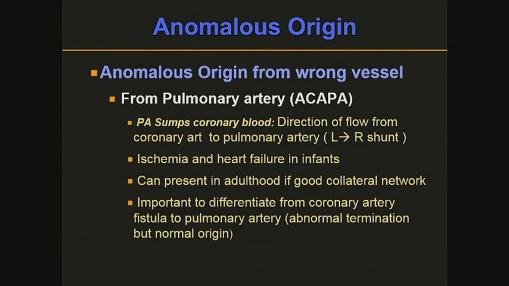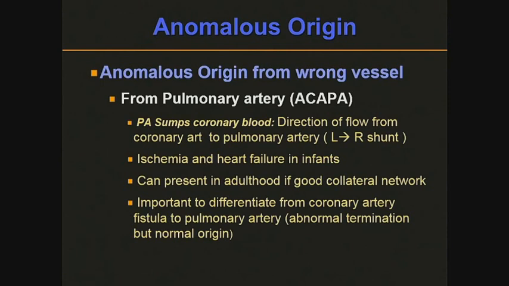Anomalous origin of coronary artery from the pulmonary artery, we can call it ALCAPA. In this case, even though the coronary artery is originating from the pulmonary artery, the direction of flow is from the coronary artery towards the pulmonary artery. In other words, the pulmonary artery sumps the coronary blood away from the coronary system into the pulmonary artery, because of the pressure difference there. And it results in a left to right shunt.